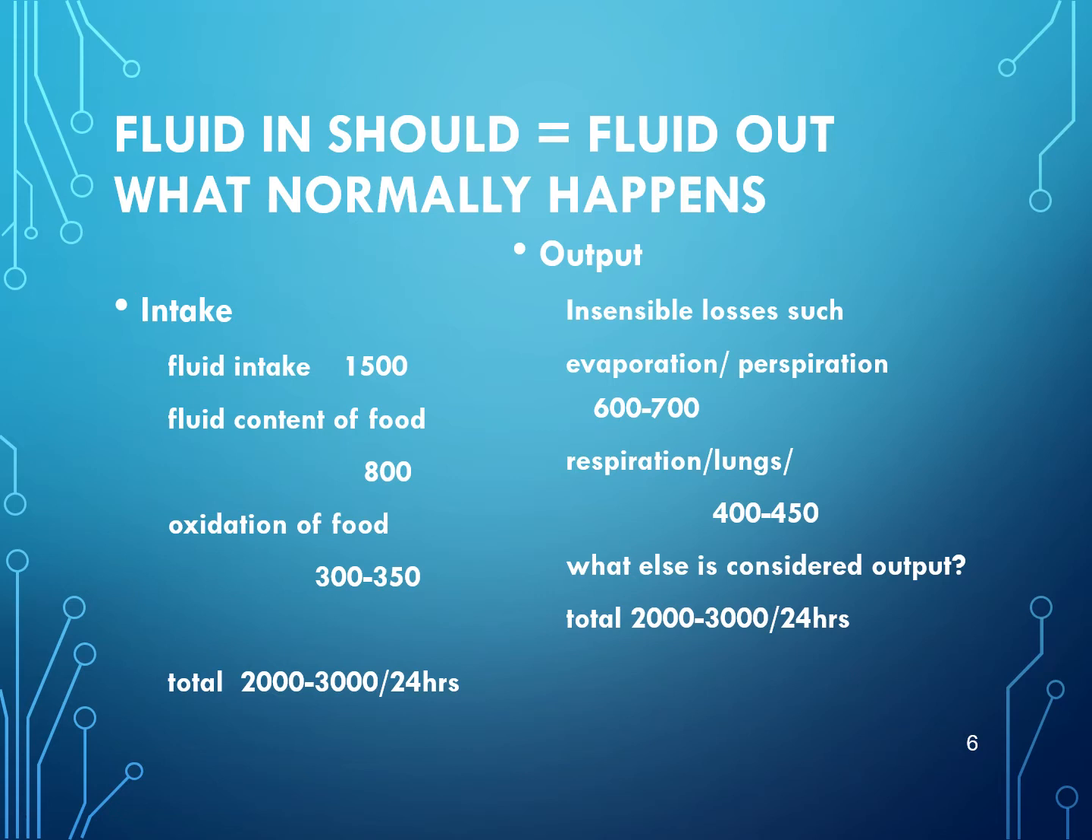Then we have the fluid content of food. So certain foods we count in our I's and O's. We went over this last semester. As we break down foods, they're going to release water as well, which can be part of it. So in a total 24-hour period, we're thinking 2,000 to 3,000 mLs. And output. So what is considered output? We have insensible losses, those things that can't be measured, such as evaporation and perspiration, respirations, and losing fluid through the lungs. But what else is considered output?